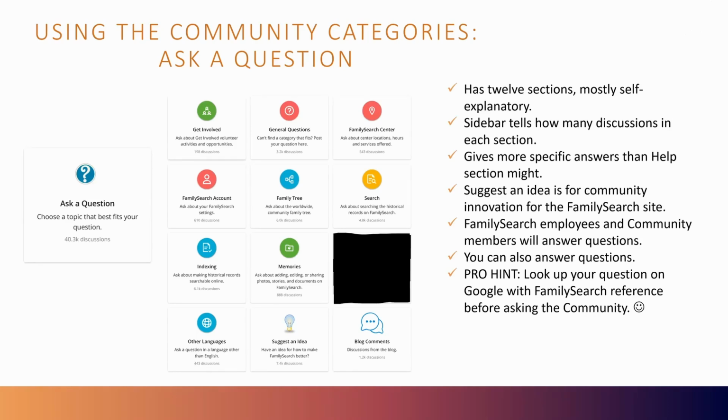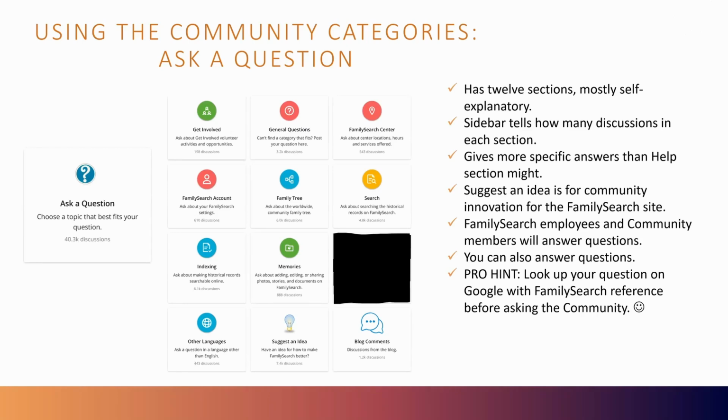You can also suggest ideas down there at the bottom where it says Suggest Ideas. Have an idea for how to make FamilySearch better? This is actually something they really like. And you can see there are more discussions there than on any of the other question and comment topics. So FamilySearch likes to have new ideas. If you have an idea, go ahead and suggest it and it might get adopted.